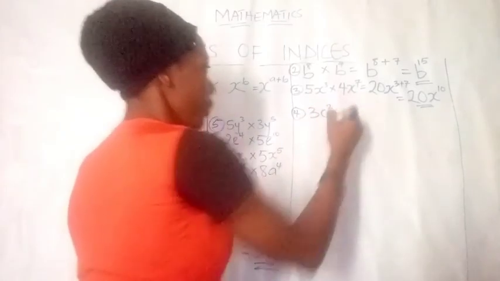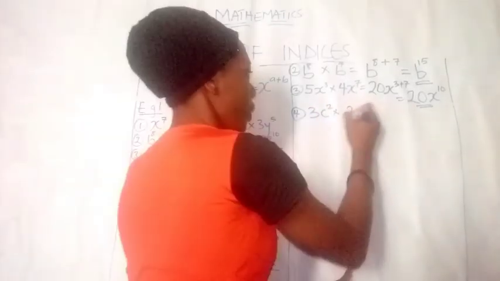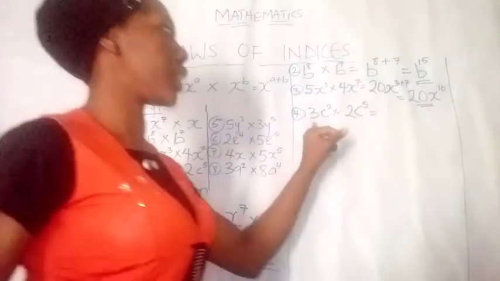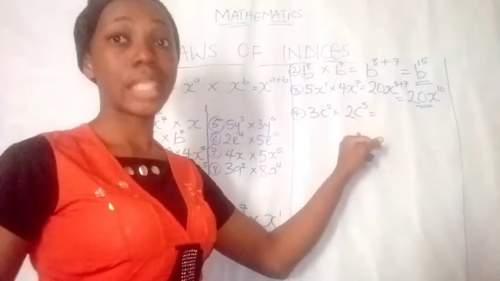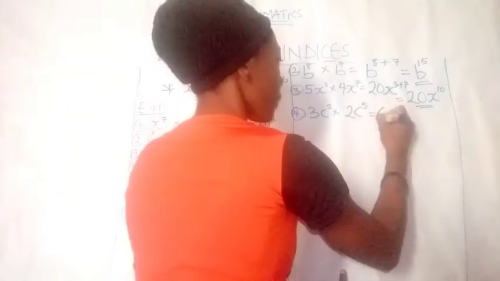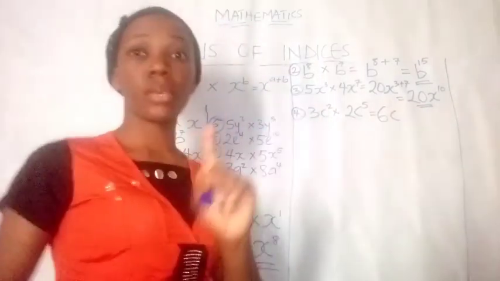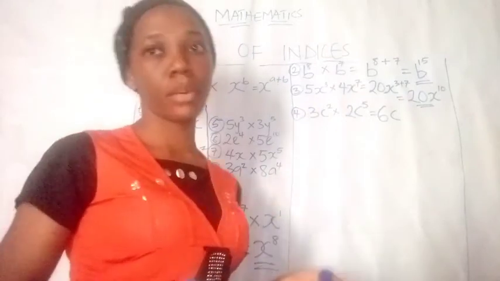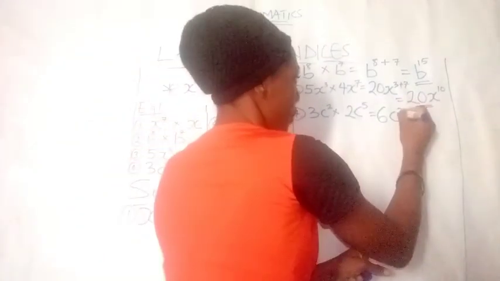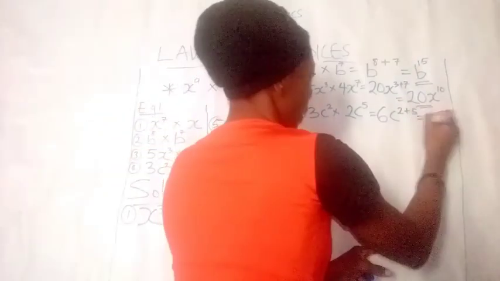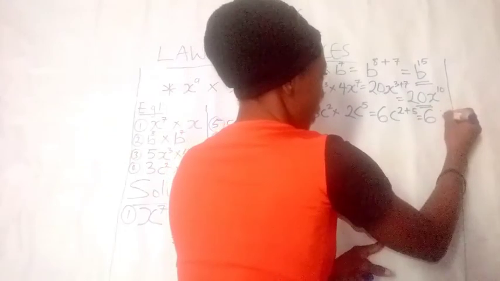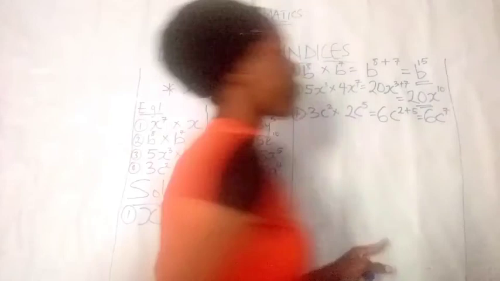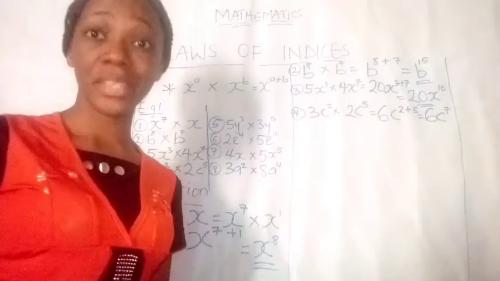So we have the next question, which is number 4. 3c raised to the power 2 times 2c raised to the power 5. What do you do again? 3 times 2 will give us 6. And remember, pick one of the letters since they are both the same, and then add the powers. The powers that we have there are 2 and 5. And then we have 6c raised to the power 7. That's all. Very simple.